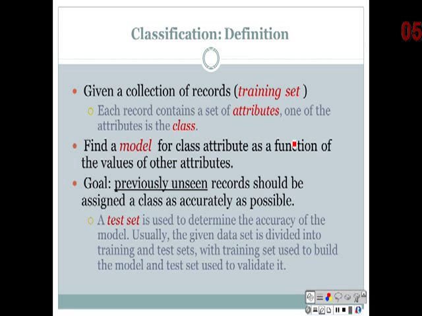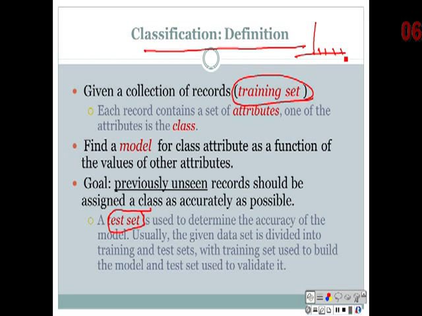Okay, so classification is one type of method that data mining is concerned with. Now, how are we dealing with classification? Usually in data mining, you always have two types of data sets: you have training sets and you have what they call a test set.